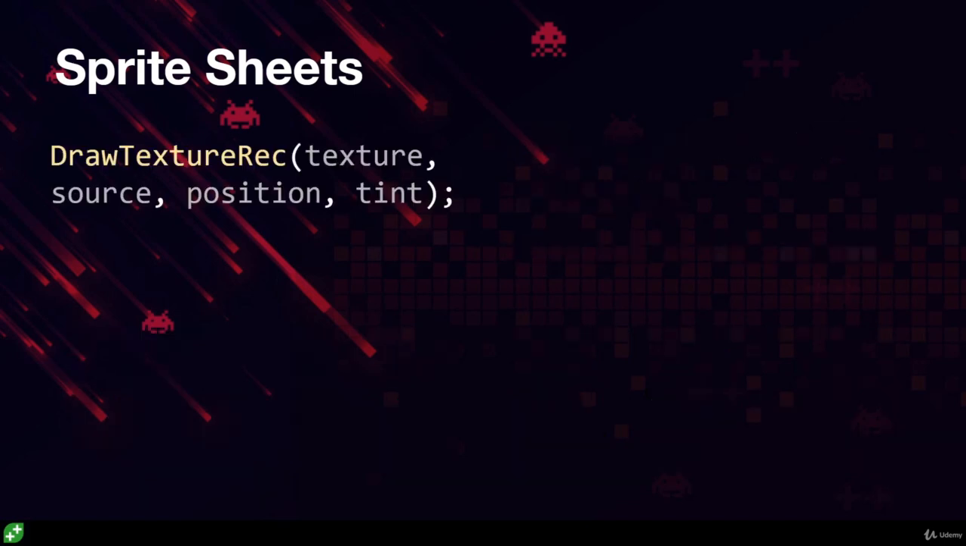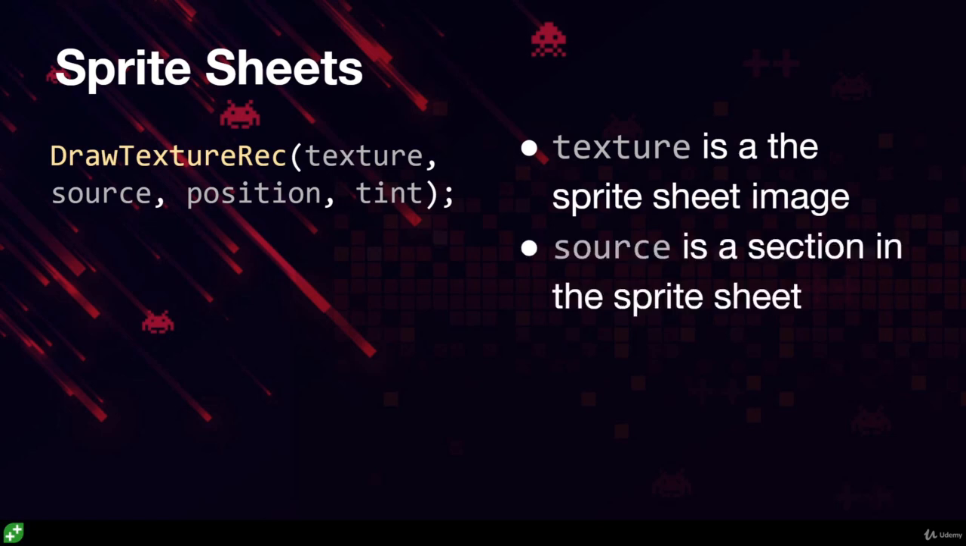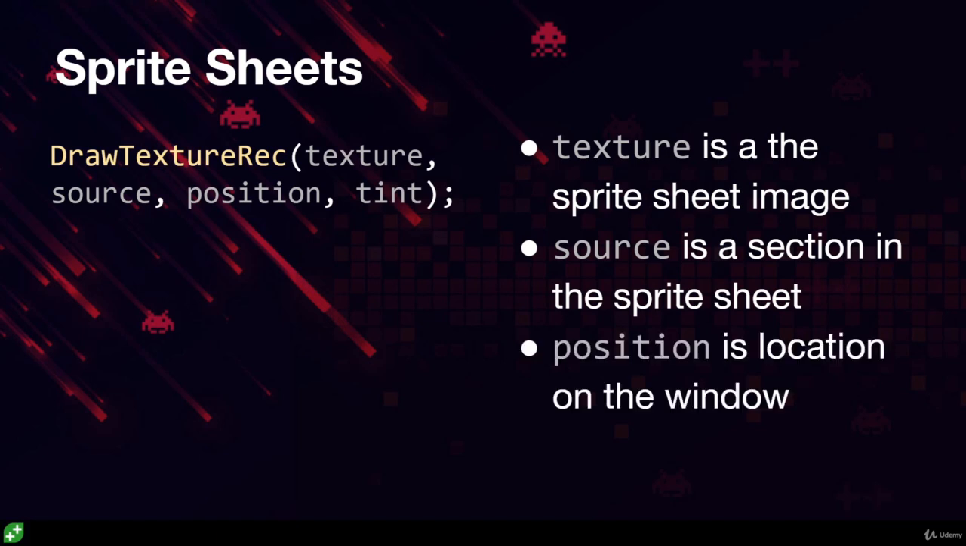Raylib has a function that allows us to draw part of a sprite sheet. It's called DrawTextureRec, and rec is short for rectangle. So we're basically taking a rectangle from the sprite sheet. DrawTextureRec takes 4 input parameters. The first is the texture. This is the sprite sheet image itself. Next is the source, which is a section of the sprite sheet designated by a rectangle. Next is the position, which is the location on the window where we want to draw our sprite. And finally, tint is the last parameter, which allows us to tint the sprite by a color.